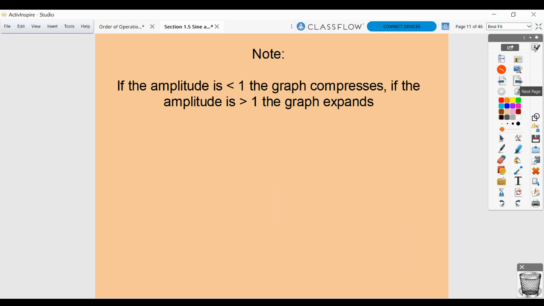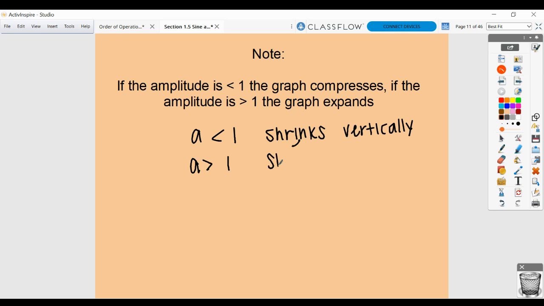Okay, if the amplitude is less than 1, the graph compresses, and if the amplitude is greater than 1, the graph expands. So basically what it's saying is if the amplitude is less than 1, then it shrinks vertically. And if it's greater than 1, then it stretches.